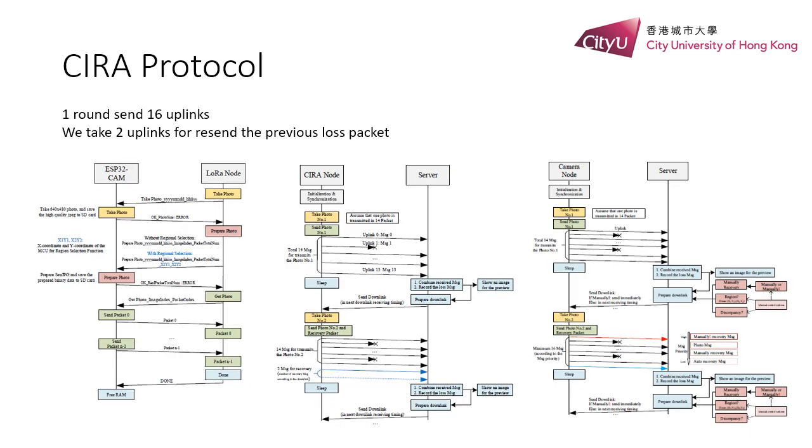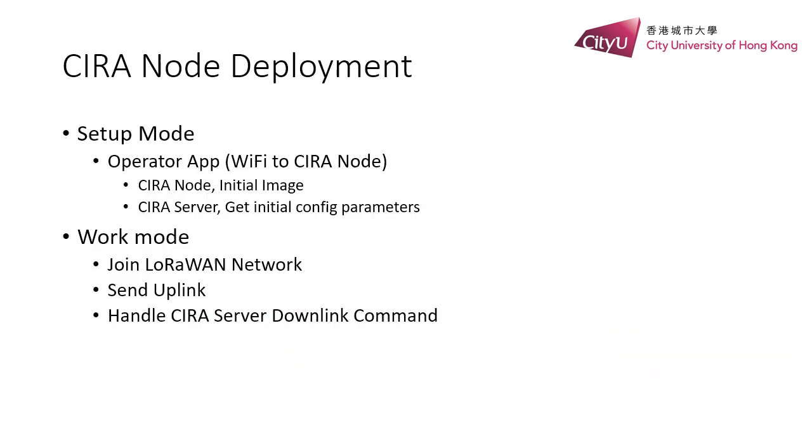This is our CIRA system protocol flow diagram. We illustrate the protocol between camera module and LoRa module, CIRA node and server, and the recovery protocol. As mentioned, we reserve 16 uplinks per round, so we take 2 uplinks for resending the previous lost packets. Our system has a setup mode. It is used for initial setup and fetching the high-quality photo. As mentioned, our node supports Wi-Fi function. The user can set it up through the operator app and get the initial image.